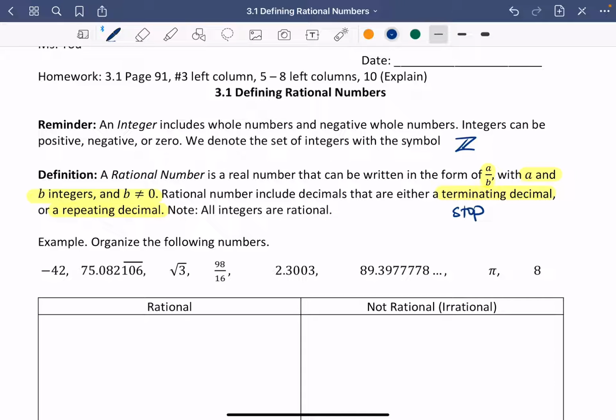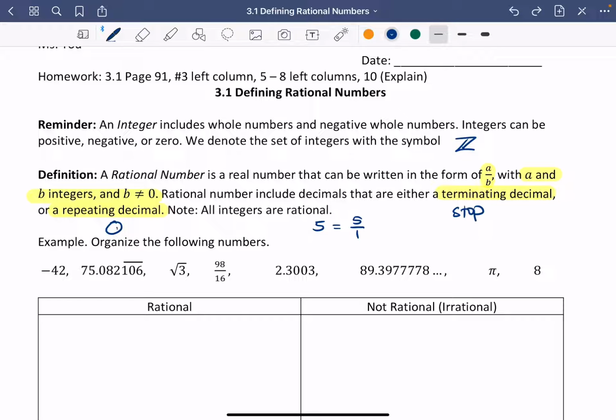Okay, and just a note that all integers are rational numbers because all the integers can be written in the form a over b. Let's just say, for example, 5. 5 is an integer, and 5 can be written as 5 over 1, which is an integer over another integer, right? A over b, where a and b are integers. So 5 over 1 works. All of the integers can be written in the form of a fraction a over b, so all of the integers are rational numbers. Okay, and now we denote rational numbers using bold Q.